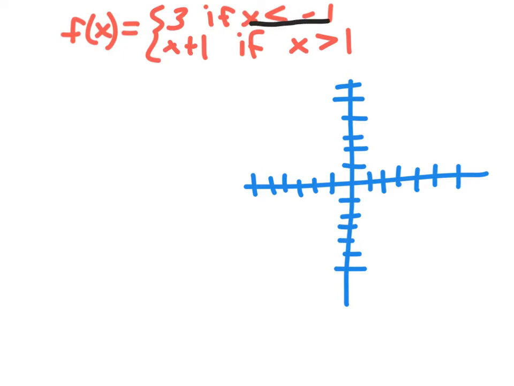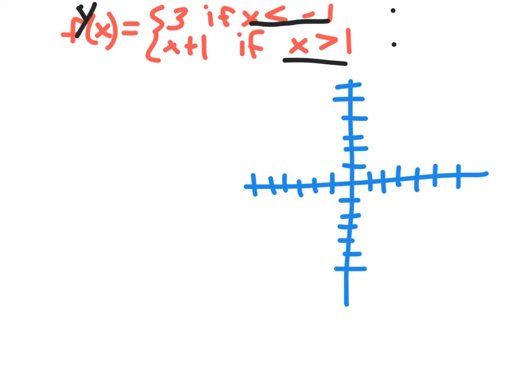-1, and this is a key piece of information, and f of x is equal to x plus 1 if x is greater than 1. What you need to do is make tables for each line that we have here. In this case we have 2, which is going to create two pieces to our graph. And we want to think of f of x like y.